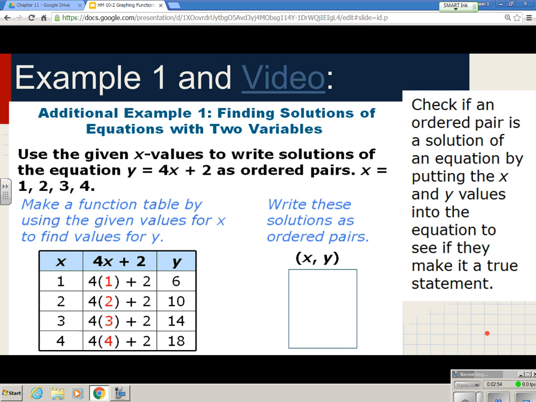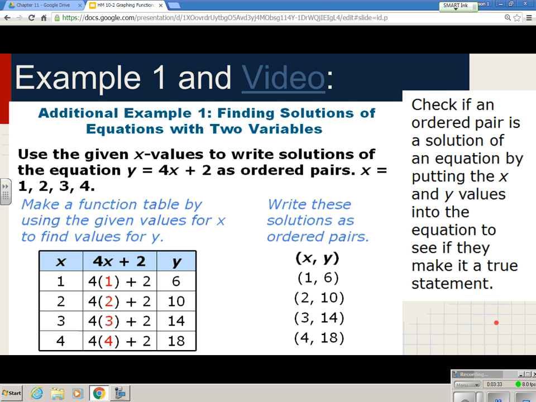Now, the last step to show your answers is you have to write these solutions as ordered pairs. You check if an ordered pair is a solution of an equation simply by putting in the x for x and the y that you got for y and seeing if they are equal. That's how you can check your work. First though, write the ordered pairs, and you'll see that you get (1, 6), x and then y, (2, 10), (3, 14), (4, 18).